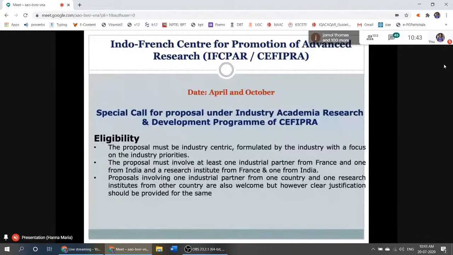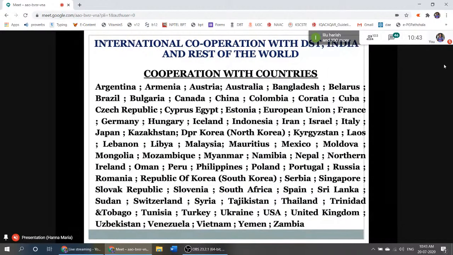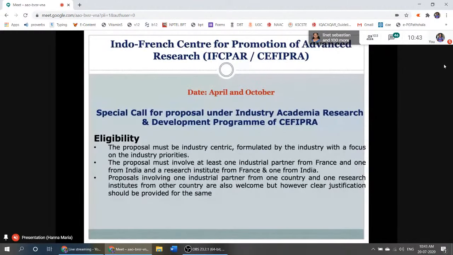There's not much money, but your scholar can go abroad and they can come here, and it could be for 3 years. Indo-French program. You can submit two types in a year. Indo-French, good funding. You get equipment. You can collaborate with the leading laboratories in France. Next one, please.